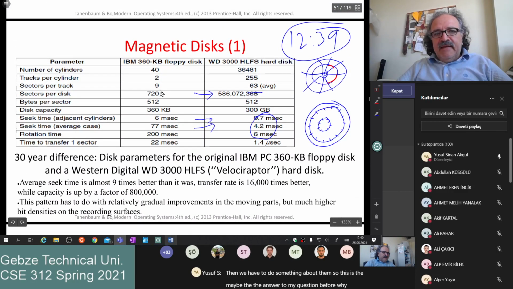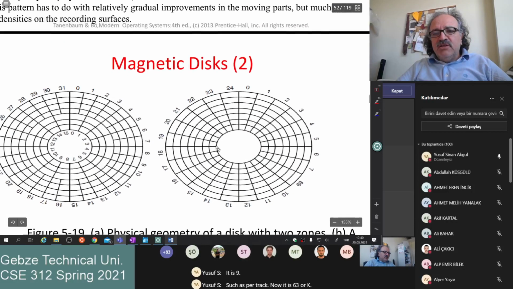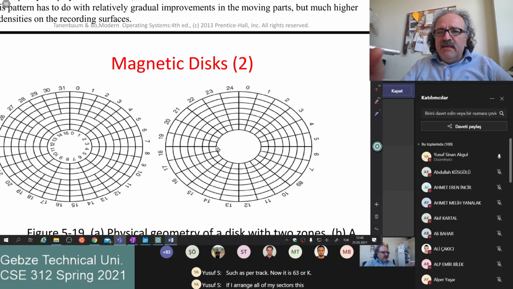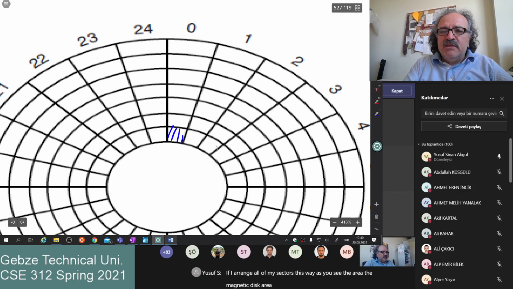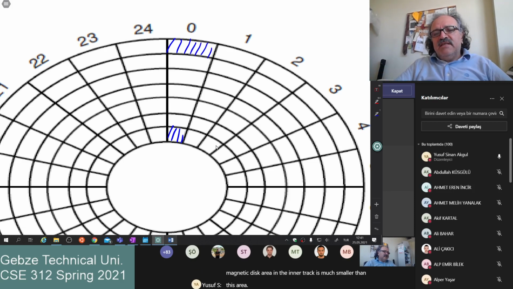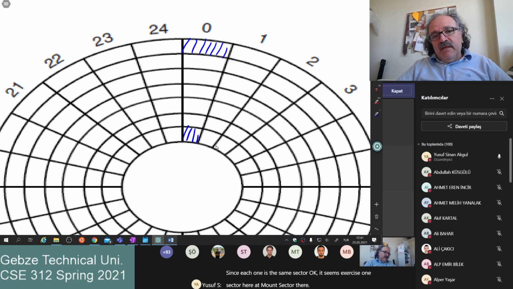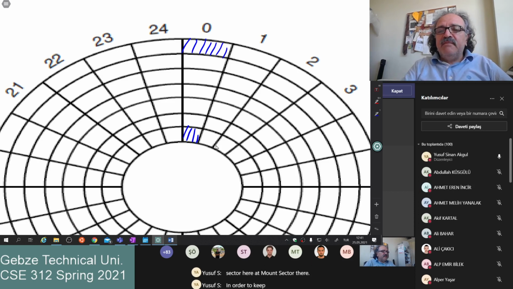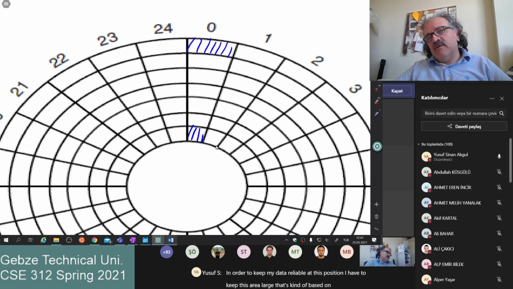Why it is 9 sectors per track, now it is 63? If I arrange all of my sectors this way, as you see, the magnetic disk area in the inner track is much smaller than this area. Since each one is the same sector size, one sector here and one sector there, in order to keep my data reliably at this position, I have to keep this area large. That's kind of a waste of space.